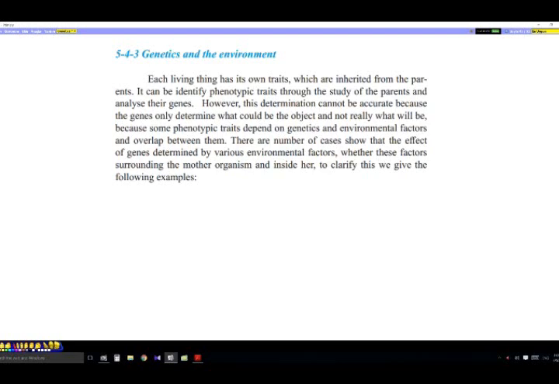So we cannot be sure about the phenotype of an organism just by knowing the phenotype or genotype of its parents, because some phenotypic traits depend on genetics and also on the environment. So knowing the genetics is not enough to be sure about the phenotype for certain traits. There are a number of cases showing that the effect of genes is determined by various environmental factors, whether these factors surround the organism or are inside it. To clarify this, we give some examples.